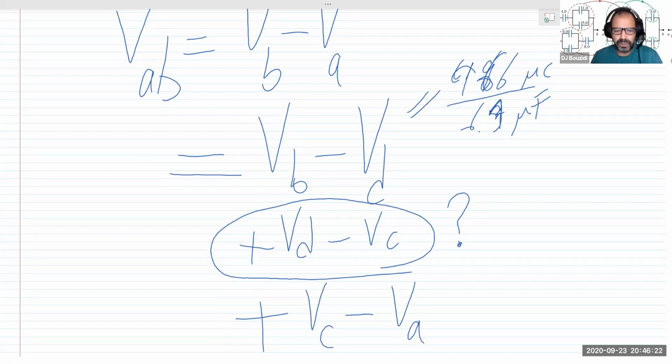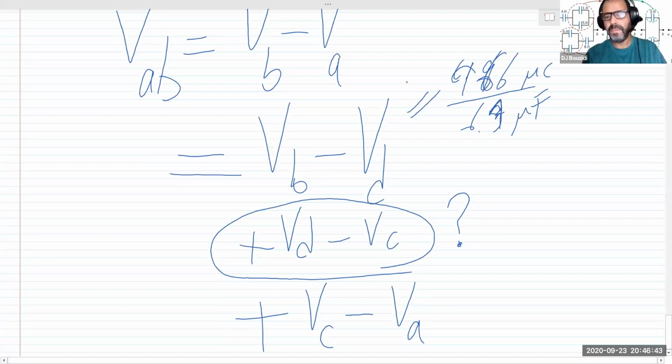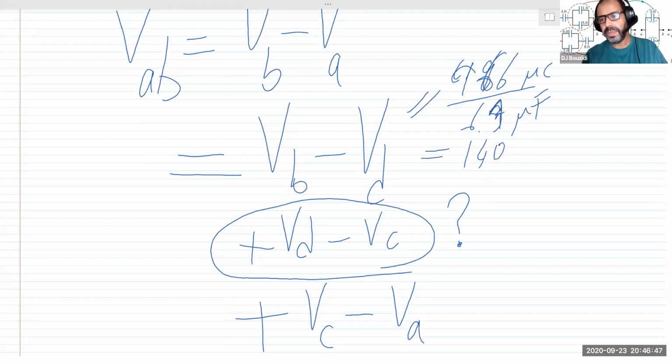I don't have a calculator available right now because I'm in the full screen. No, I can, I'm sorry. So I have 966 divided by 6.9, and the answer is 140 volts. Does everybody find 140 volts? Yes? Because the micros cancel, so the answer is going to come straight out in volts.